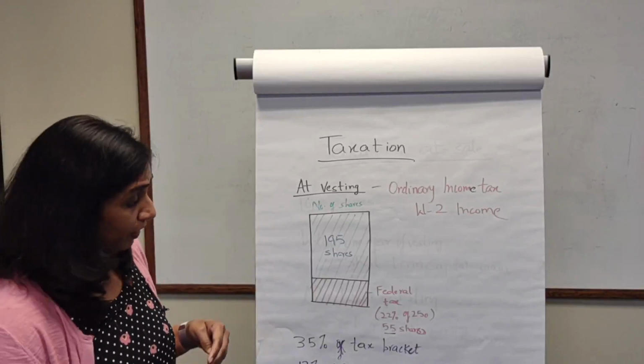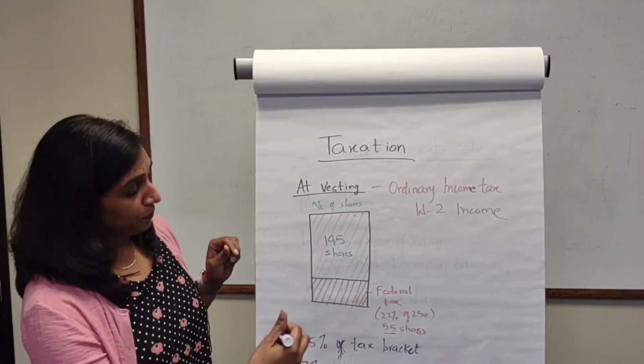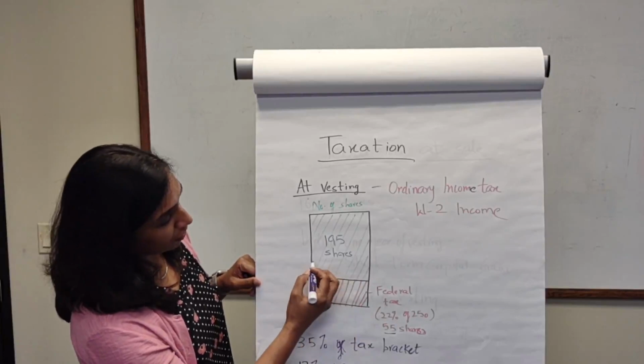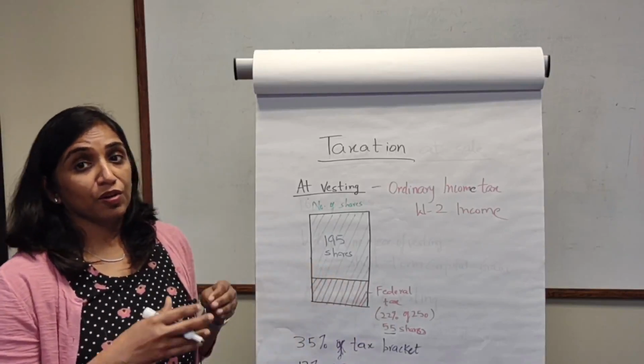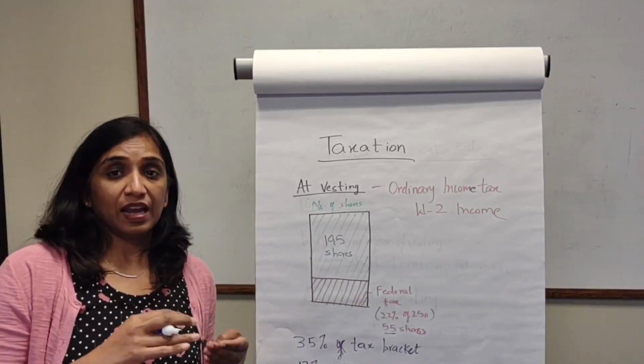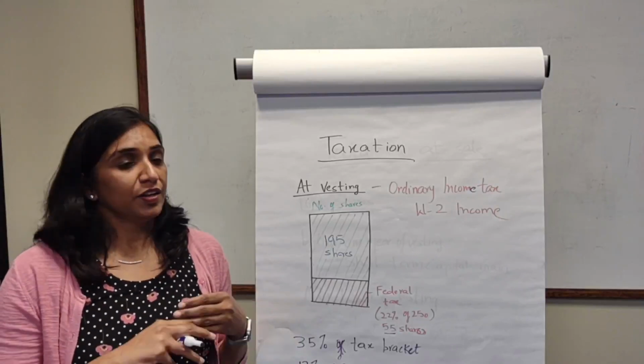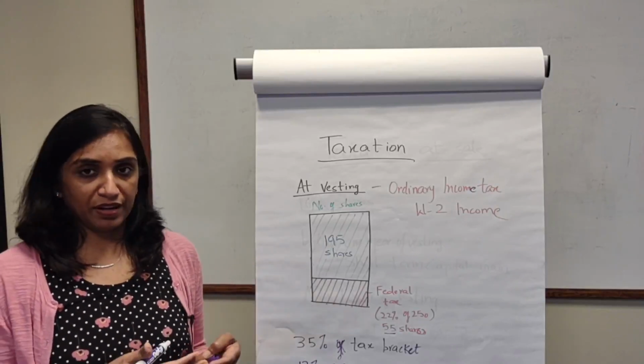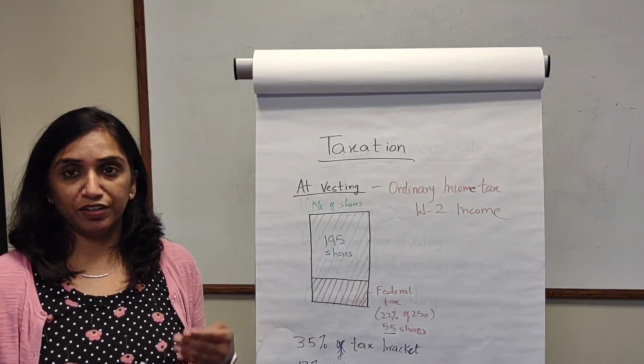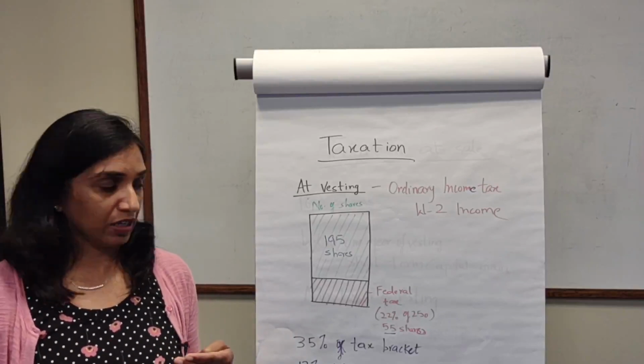And the amount would be the share price on the vesting date. So the share price at your grant date does not play a part anywhere else except to calculate the number of shares you're going to get into your account.